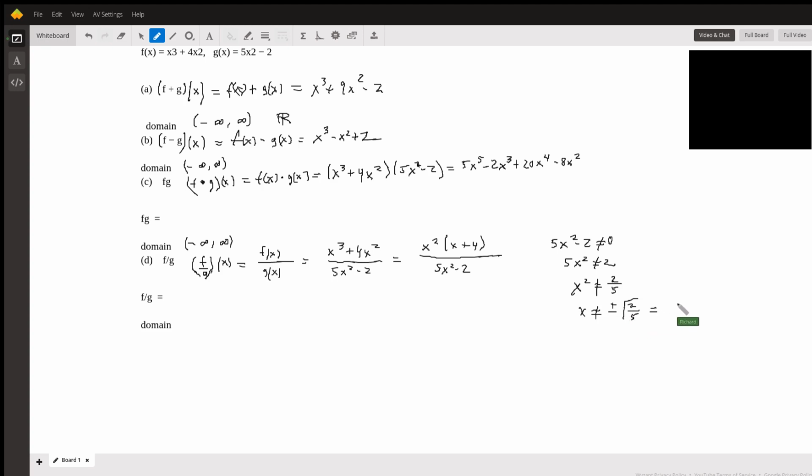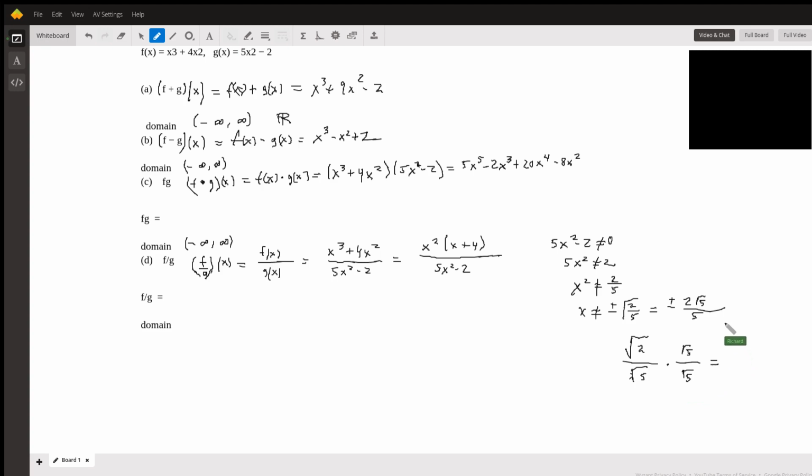And most teachers will say you shouldn't leave it like that. You should rationalize the denominator. So you multiply the top and the bottom by the square root of 5. So let me just show you the step here in case you had some trouble with that. The square root of 2 over 5 is the same thing as the square root of 2 over the square root of 5. And then you just multiply that by square root of 5 over the square root of 5 to give you the result.